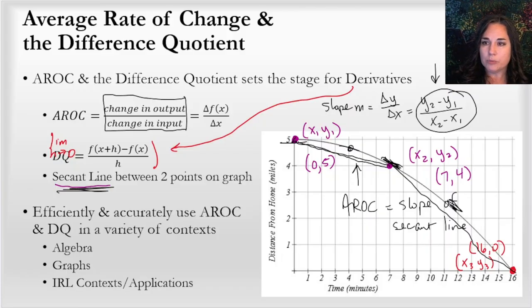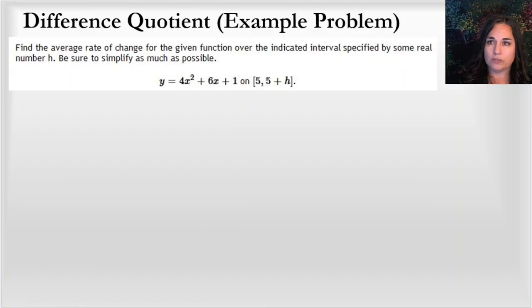Okay, let's do an example of the difference quotient. You can notice down here, one of the learning objectives I have for you is to efficiently and accurately, those can both be questionable even for professionals, use average rate of change and the difference quotient in a variety of contexts. Make sure you can do algebra. We're going to do an algebra example here in a second. Graphs, just like I did here: can you find the average rate of change from a graph? And can you use these concepts in contexts and applications in science? That would be a cool thing to do. So let's do an example here real quick of a difference quotient.